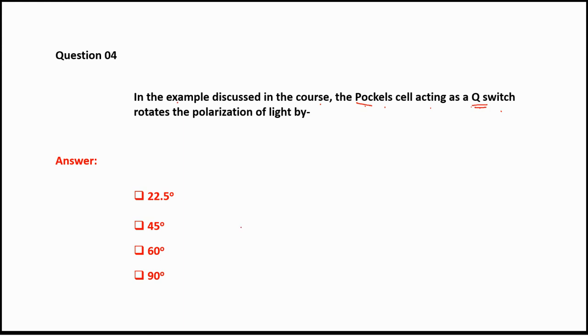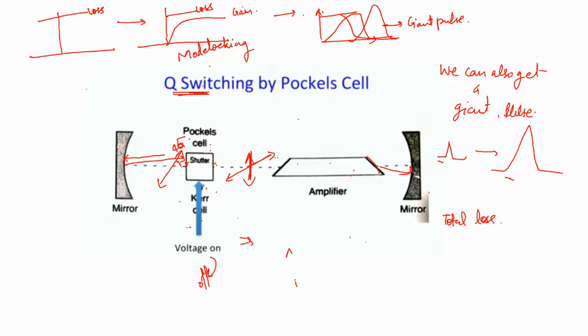Now here, say the polarization in the Q switch, we have talked about the angle that is 45 degrees. Here we have also told that suppose initially the light is vertically polarized.